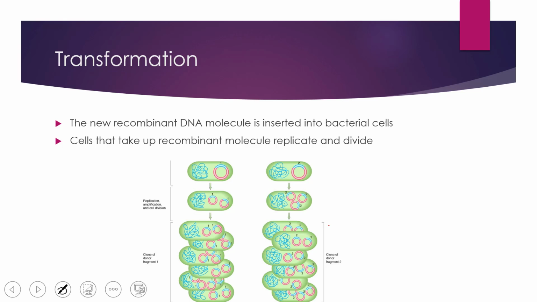Okay, so the last step is called transformation. When I mean transformation, I just mean when that new recombinant DNA molecule is inserted into a bacteria cell, either through microinjection or a gene gun, something like that. And then the bacteria cell will then eventually take up that recombinant molecule to duplicate and divide.